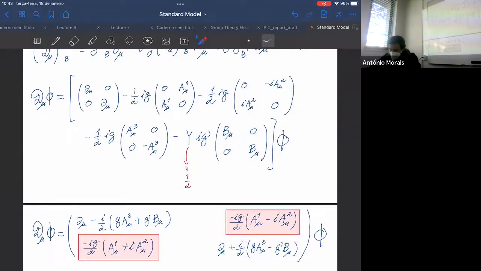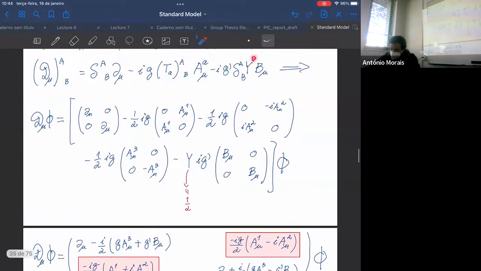So you see that this corresponds to generators 1 and 2. So you have the A mu 1 and A mu 2 fields here, and the A3 fields and the B mu fields you have in the diagonal parts, of course, because this is proportional to identity here. So B is proportional to identity, it's diagonal. Also, A3 is proportional to T3, and T3 is the third isospin generator. So it's 1, minus 1.